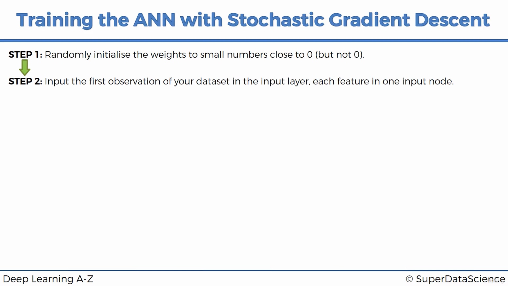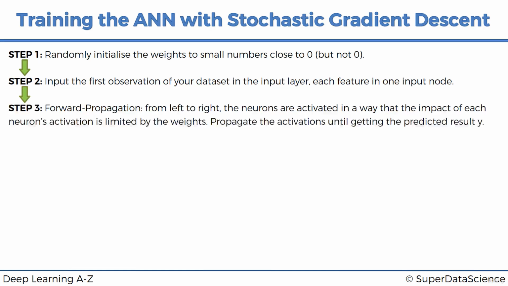Then step two, input the first observation of your data set, so the first row, into the input layer. Each feature is one input node. So basically take the columns and put them into the input nodes.